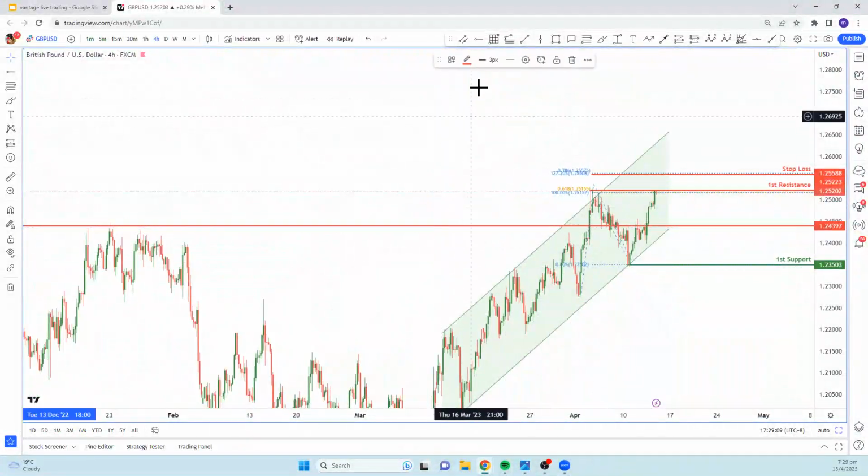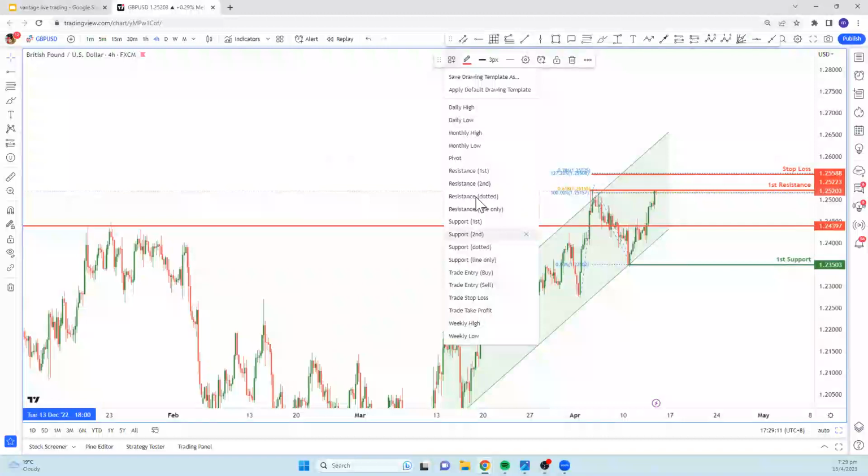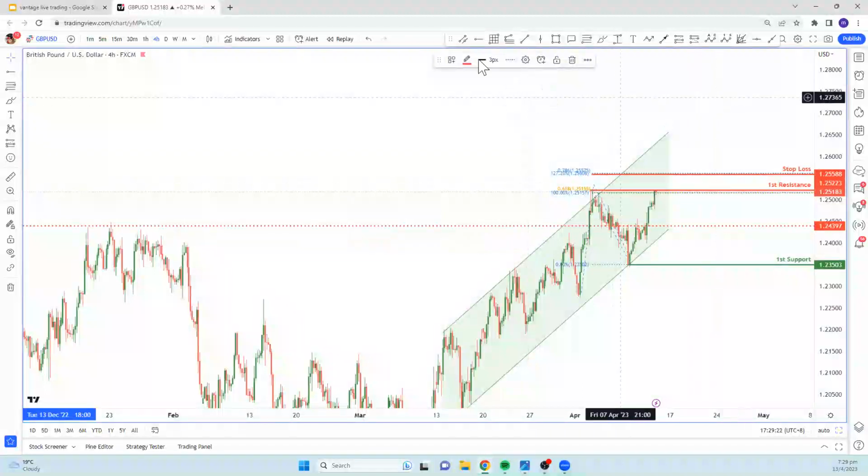So this is just an intermediate resistance that we can take note of, or rather support, since we're expecting price to reverse off of our first resistance and head towards this level. So I'm just gonna indicate it by a dotted line.